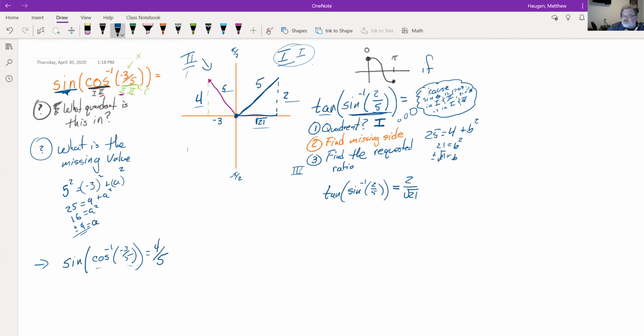And Felix, you're right. You're like, I don't want to rationalize. Yeah. So 2 square root of 21 over 21. And technically, you turned it into cotangent by doing that. Because the cotangent is that thing's reciprocal.